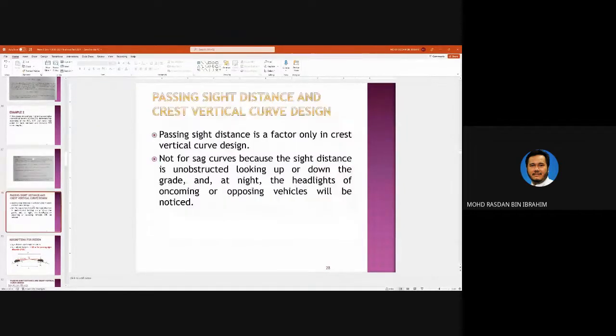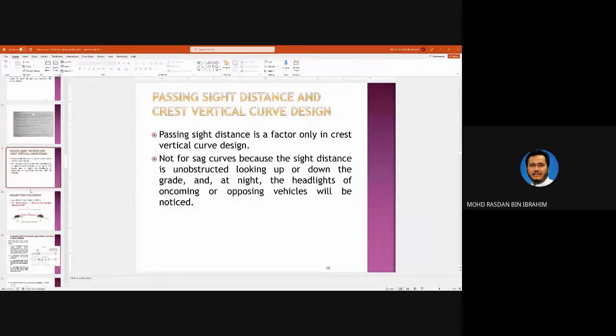Okay. Next is passing sight distance and crest vertical curve design.